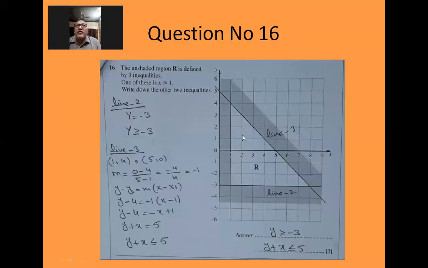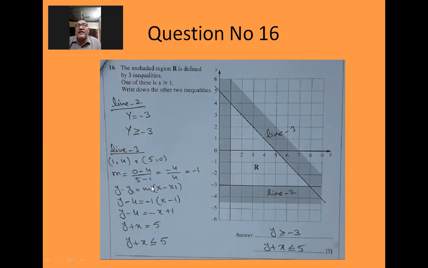So here I have named the lines. This is line number 3, this is line number 2, and line number 1 is here. Its inequality is already given: x is greater than or equal to 1. For line number 2, because it's a horizontal line, its equation is y equals -3. Because the required area is above this line, the crocodile's mouth will be towards y, so I have written y is greater than or equal to -3.